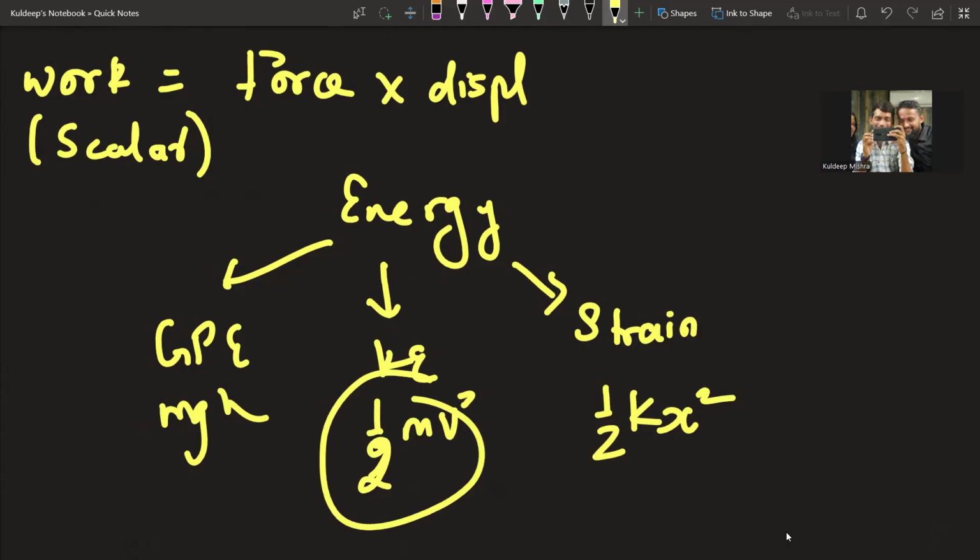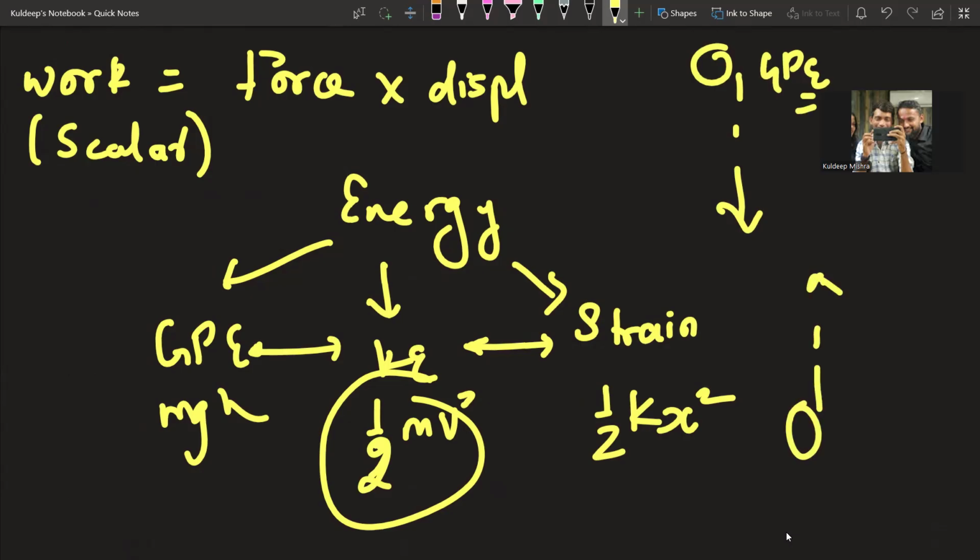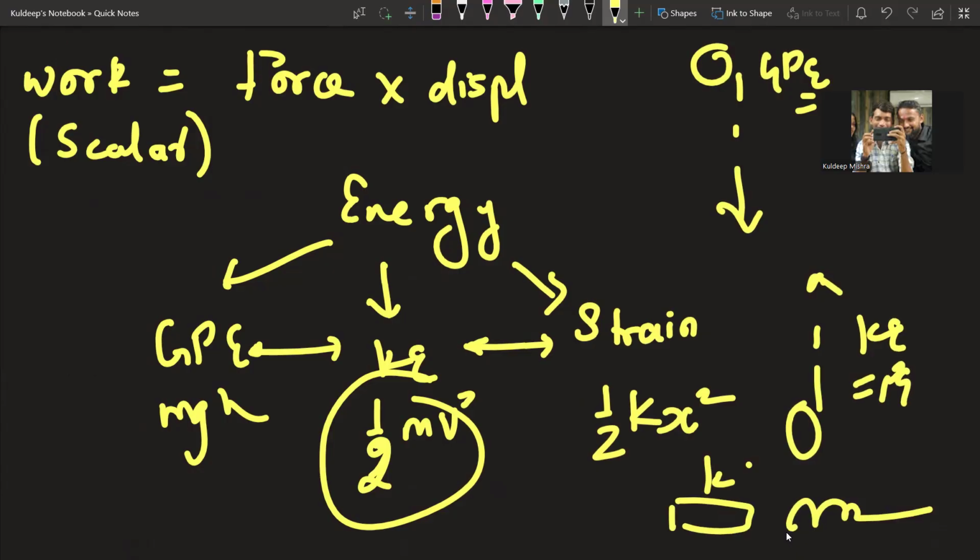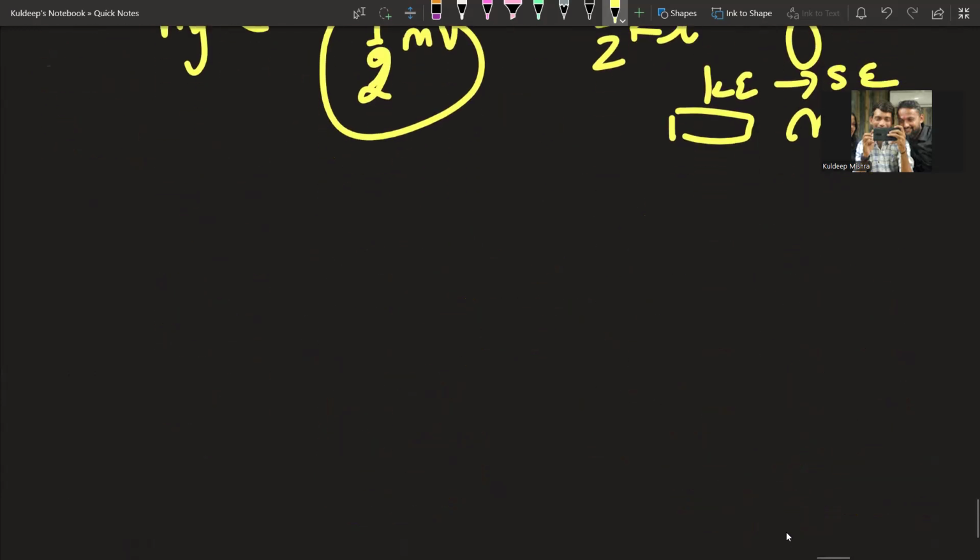And see, all these three forms of energy are interconvertible. If a ball is falling from the top and coming down, its gravitational potential energy is getting converted to kinetic energy. If it is thrown up, its kinetic energy is getting converted into potential energy. If an object is stopped by a spring, its kinetic energy is getting converted into strain energy, and so forth. So you can use it.